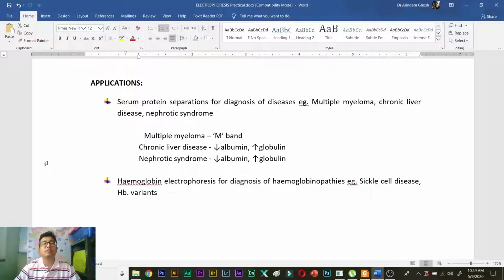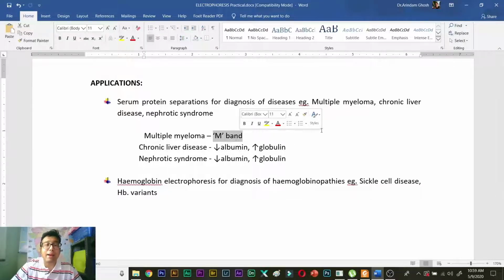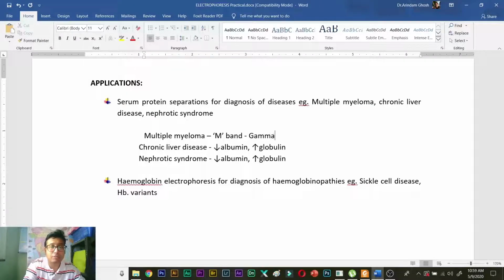gamma globulin will be very high. Remember, in chronic liver disease and in nephrotic syndrome, albumin will be low and gamma globulin will be high. But in case of multiple myeloma, you will have an M band which is gamma globulin. So, in multiple myeloma with an M band, we will have a specially high gamma globulin level.